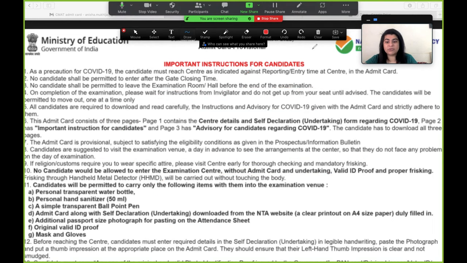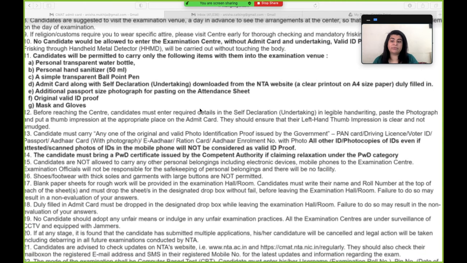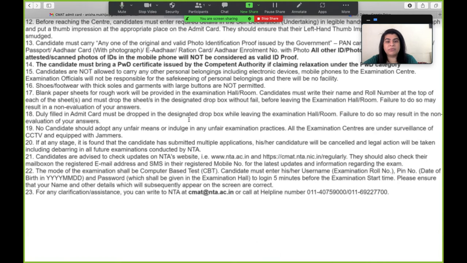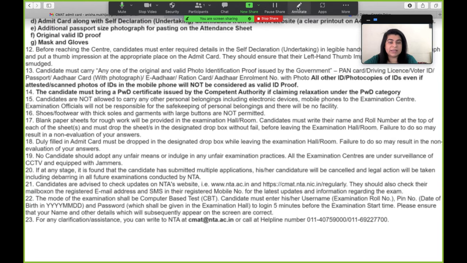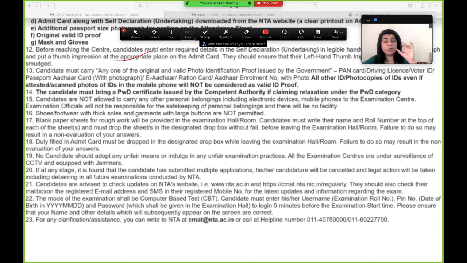Once again, remember important things to carry, which is a must: admit card, all 3 pages, with photograph, left hand thumb impression already there, and one additional photograph for your attendance there. Okay. Next thing, before reaching the center, you must submit all your details on the self-declaration form in legible handwriting, like I mentioned, with the proper thumb impression and the proper photograph. Okay. ID proof which you can carry.